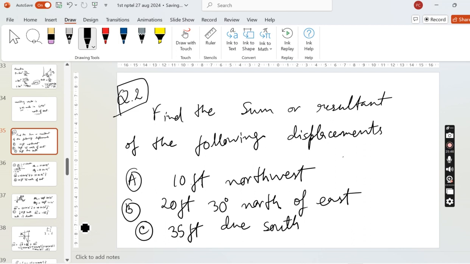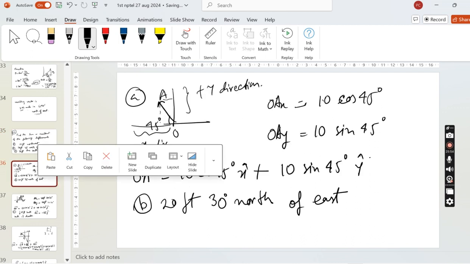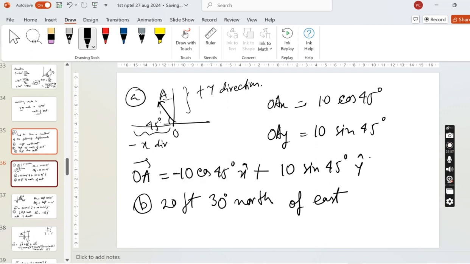The second example is similar: find the sum, the resultant, of the following displacements: 10 feet northwest, then 20 feet 30 degree north of east, then 35 feet due south. First, A is 10 feet northwest.